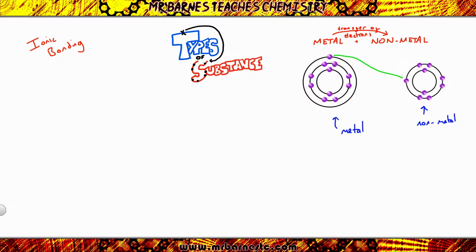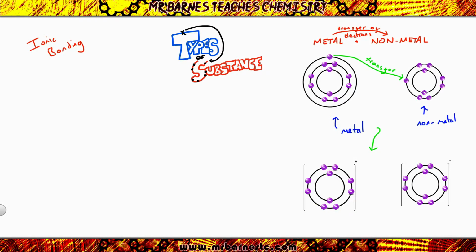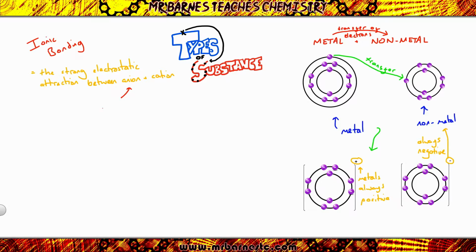So what will happen in ionic bonding is the metal will give its electrons or transfer them to the non-metal. As a result of that, you end up with charged particles. These charged particles are called ions, which are atoms that have gained or lost electrons. Metals are always positive and non-metals are always negative. Now the definition for ionic bonding is the strong electrostatic attraction between an anion and a cation. An anion is a negative ion, try and remember that, and your cation, think cat, positive.